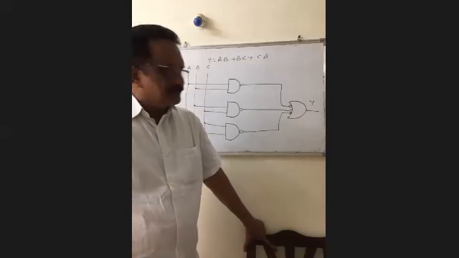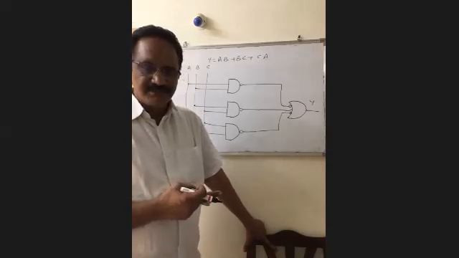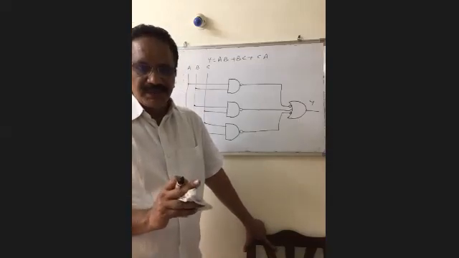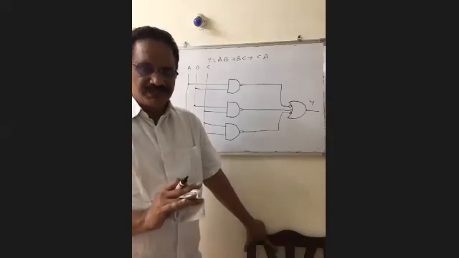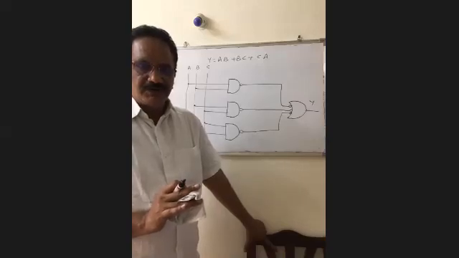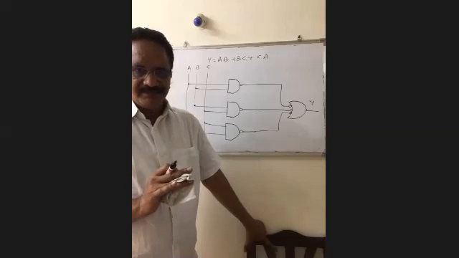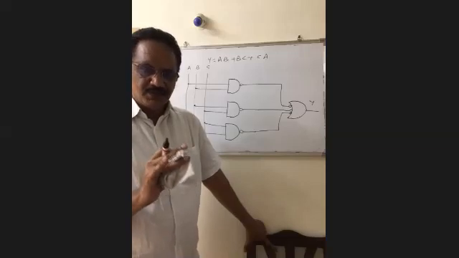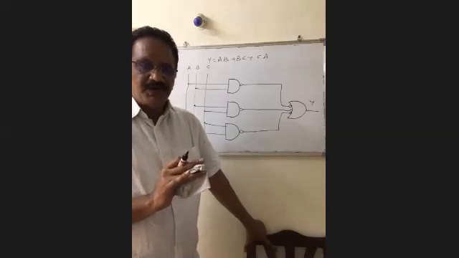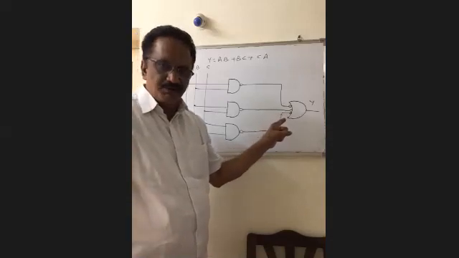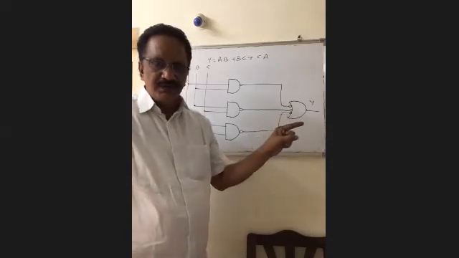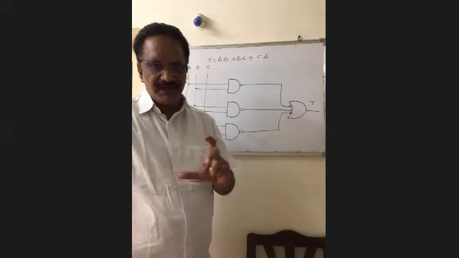If that OR gate has a bubble at each input, according to De Morgan's theorem, bubbled OR gate is equal to the NAND gate. So replace the bubbled OR gate at the output with a NAND gate, a 3-input NAND gate.